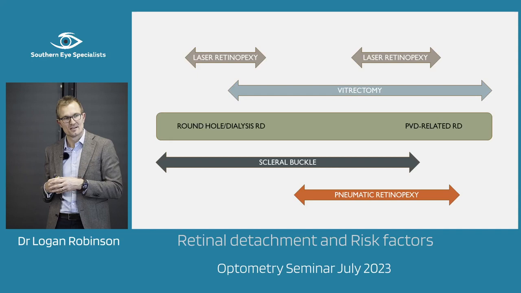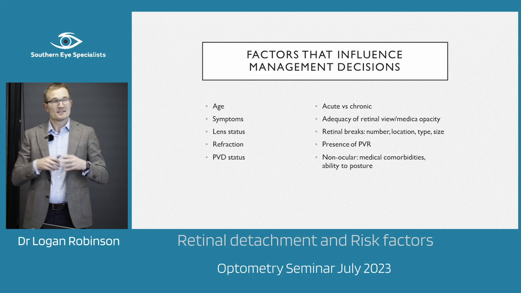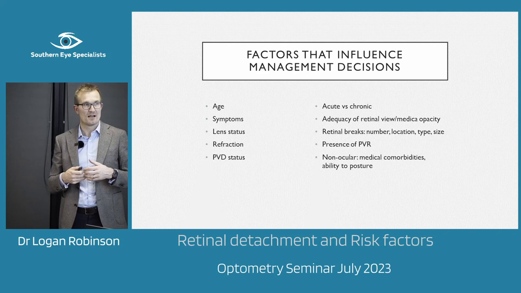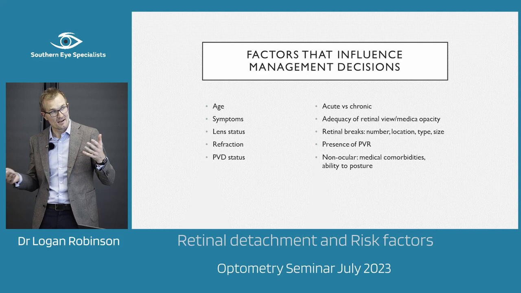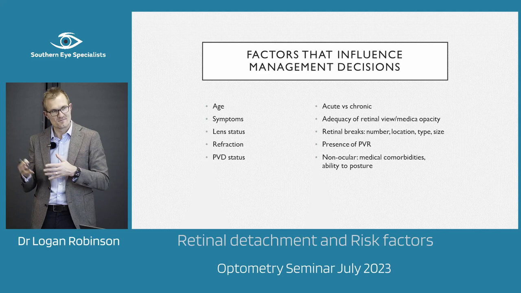So that's kind of the general schema of what you might do and which cases you might do it for, but we'll just talk about a few of the specific things. And despite me saying mostly it's about PVD versus non-PVD, and often that's how I'll decide how to treat these patients, there might be a variety of other things that come into play: whether it's acute or chronic, where the breaks are, how many of them there are, are they phakic or pseudophakic, their general health, can they posture, can they have a general anaesthetic or a local, what can they do? So all those factors might change, you might go from vitrectomy to scleral buckle or back if something changed here that made it better for one or the other.